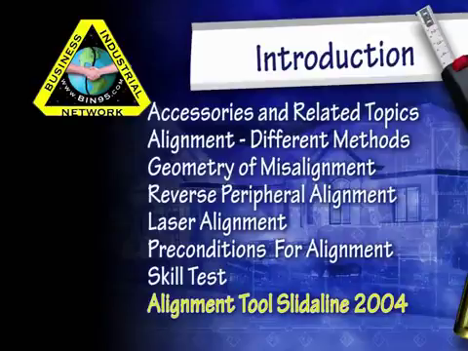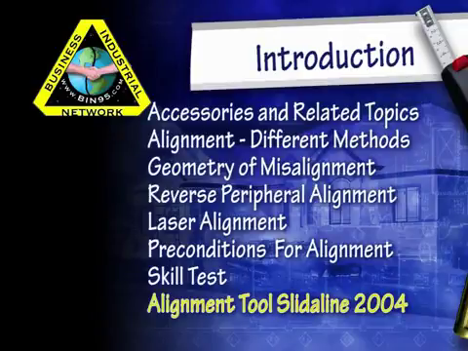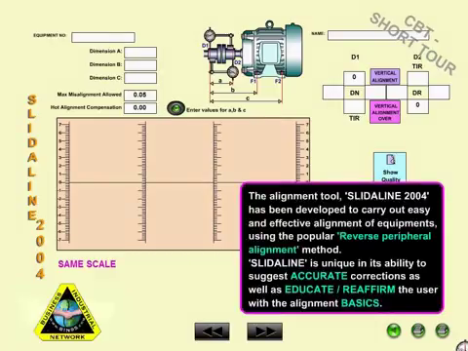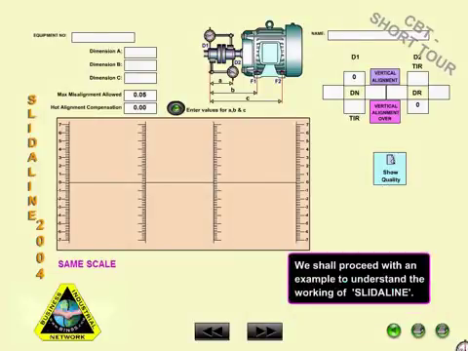The exclusive tool Slide Align 2004 is provided with a help content to guide the user in understanding the tool and using it. We shall go through the help content towards understanding this tool. The alignment tool, Slide Align 2004, has been developed to carry out easy and effective alignment of equipment using the popular reverse peripheral alignment method. Slide Align is unique in its ability to suggest accurate corrections as well as educate the user with the alignment basics.